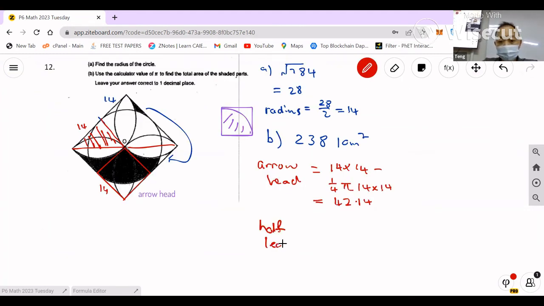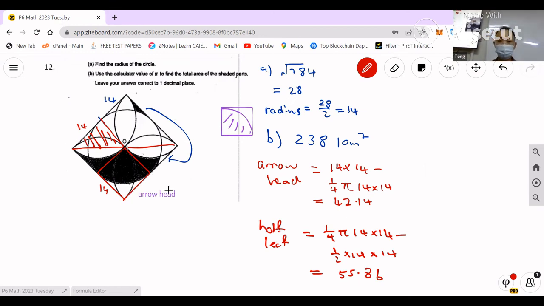So half leaf equals the quadrant. I already found the quadrant, which is 1/4 pi times 14 times 14, minus the triangle. So it's half of 14 times 14, so that will be minus 55.86. Finally, just take half this triangle, the big triangle, minus the two half leaf and the arrowhead.